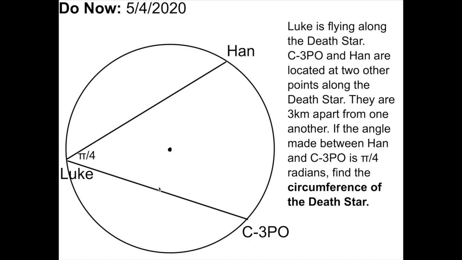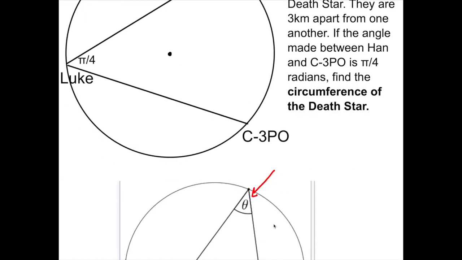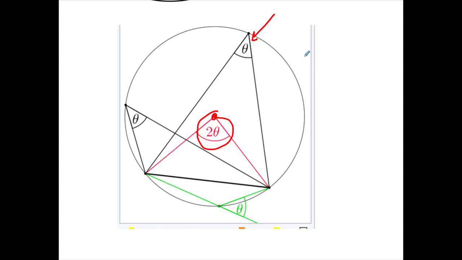You can see we have the angle between them as pi over 4 radians, and these are 3 kilometers apart. Now, remember from last week, we talked about these so-called inscribed angles, which you can see here. An inscribed angle is any angle formed where you take a point on the circle and you connect it via what we call chords to 2 other points on the circle.